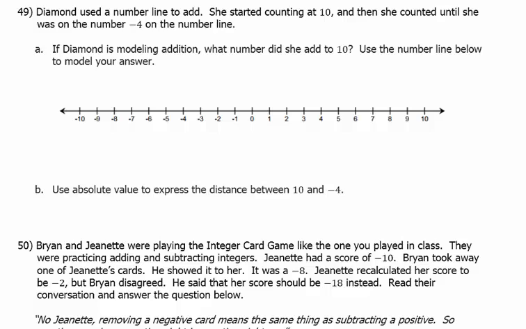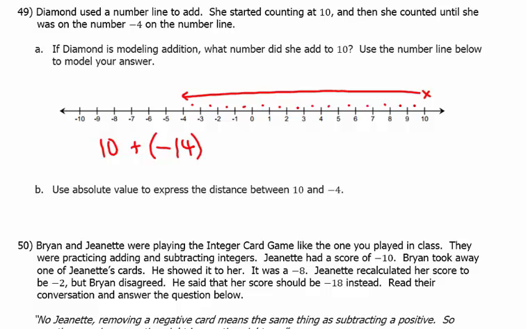And the last page. Diamond used a number line to add. She started counting at 10, so this is where she's starting, right here. She counted until she was on the number negative 4 in the number line. So she's going from here all the way to here, negative 4. If Diamond is modeling addition, what number did she add to 10? So 10, and then we went in the negative direction, and we can count the spaces, 1, 2, 3, 4, 5, 6, 7, 8, 9, 10, 11, 12, 13, 14. 10 plus negative 14 is the model that she used to get to negative 4.